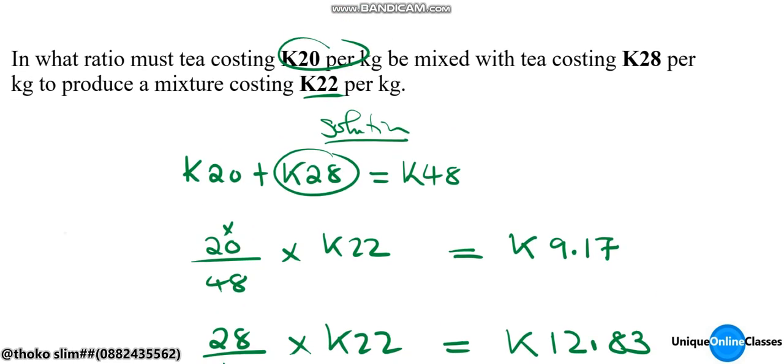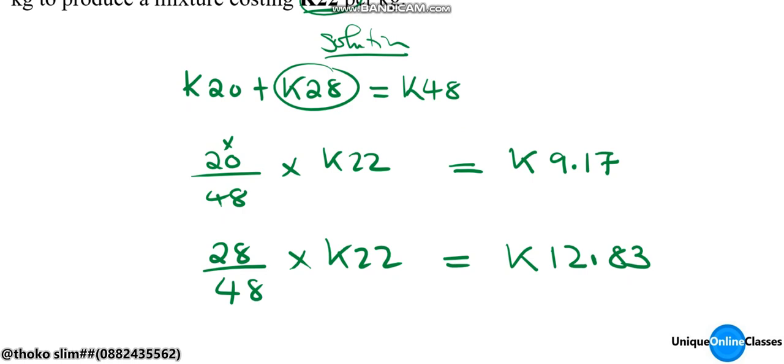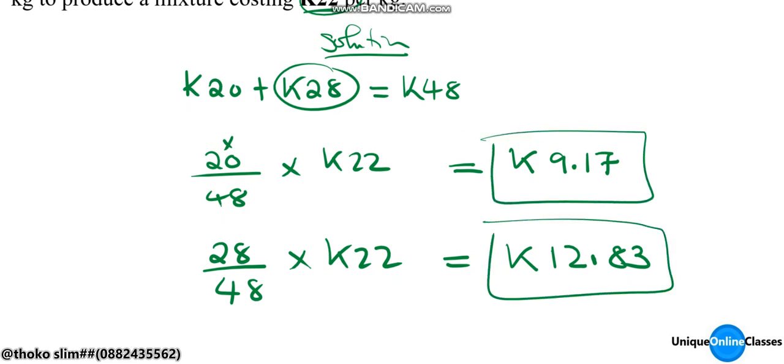So according to the question, in what ratio must tea costing 20 kwacha per kg be mixed with this one, 28 kwacha per kg, to produce a mixture with that one? So the ratio should be like this. That's the ratio. These are the gauges, by the way.